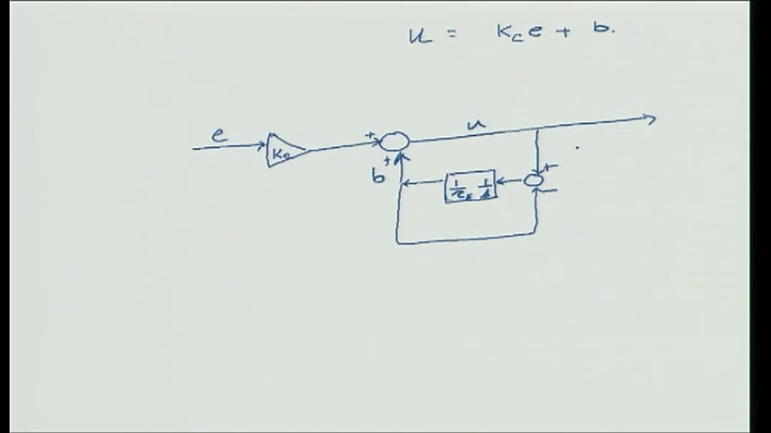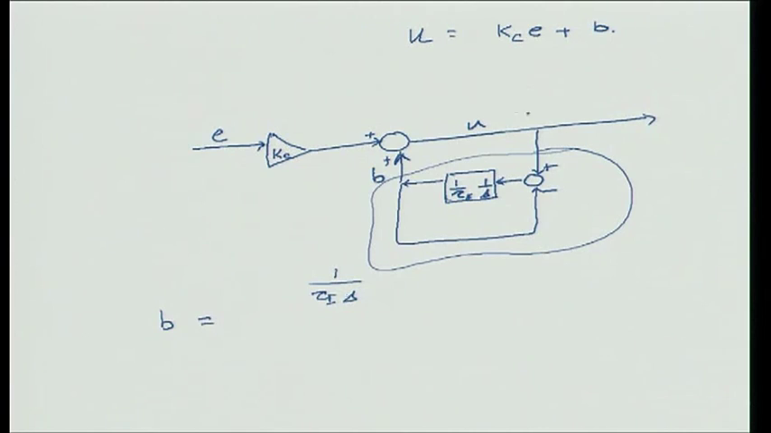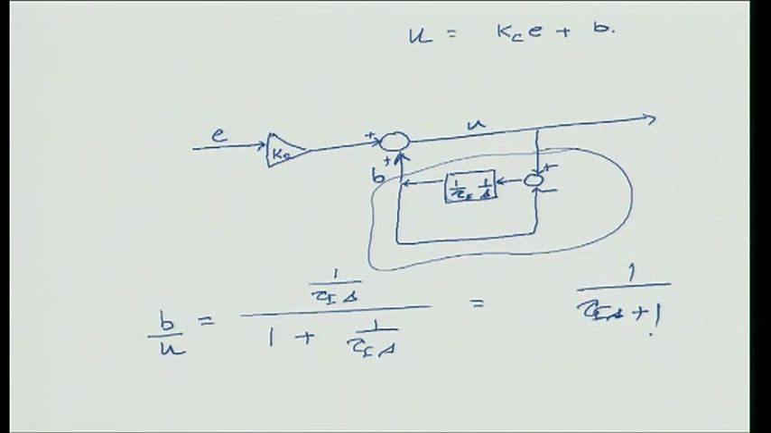Okay. Now if I look at this, B is equal to, by block diagrams, whatever is in the forward path divided by 1 plus whatever is in the forward path. So B by U is equal to this chap. Okay, and if I solve this, this will come out to be actually 1 over tau s plus 1.